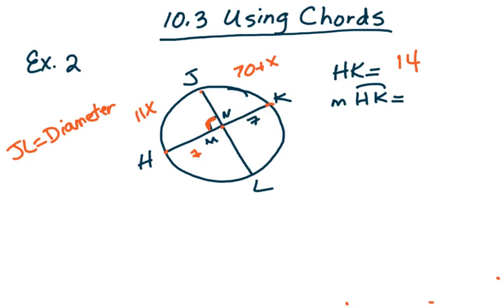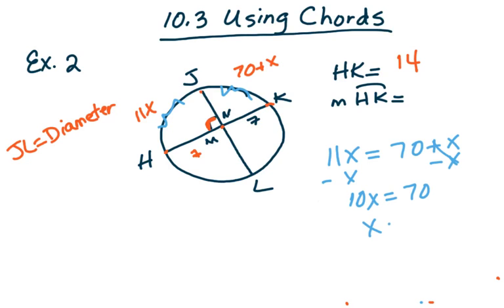Now, because we know that this and this are the same size, then it means that this arc and this arc are the same. So I can say this, 11x is the same size as 70 plus x. So I'm just going to minus 1x from both sides. 10x is 70, and x equals 7.